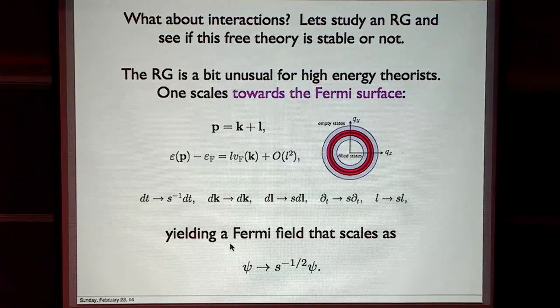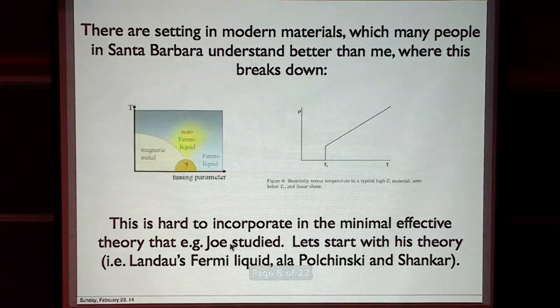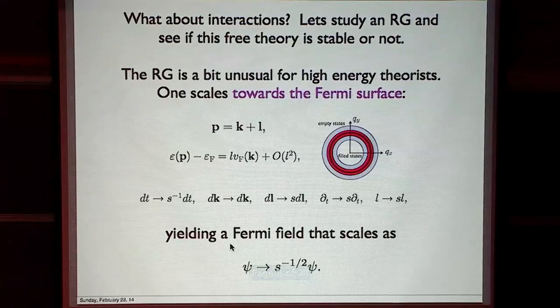Now, what about interactions? If we're going to find interesting phenomena, really exciting things that could explain, for instance, that picture, then interactions ought to be important at some level. Well, what Joe did is say, let's study a renormalization group and see if this free theory that we started with, the one that's sort of boring, is stable or not. And if it's unstable, the instabilities tell us what exciting things could happen.